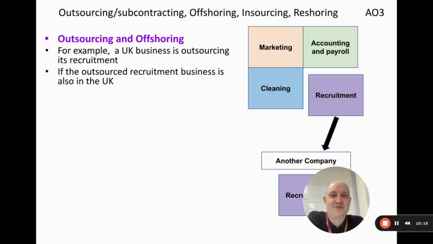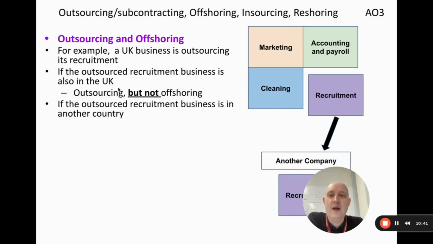One final slide, and this is a bit confusing because I talked about earlier about reshoring, insourcing, etc. Well, what's the difference between outsourcing and offshoring? Well, it gets more complicated. Let me explain. Let's say a UK business is outsourcing its recruitment, like we saw earlier. If the outsourced recruitment business is also in the UK, then this would be outsourcing but not offshoring. Again, it's outsourcing because they're giving it to another company to do. It's not offshoring because that company is still in the UK.